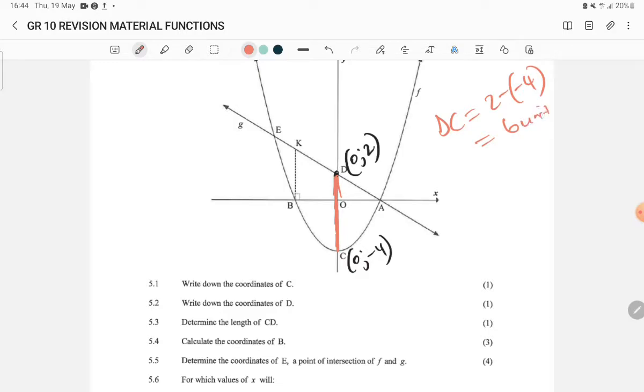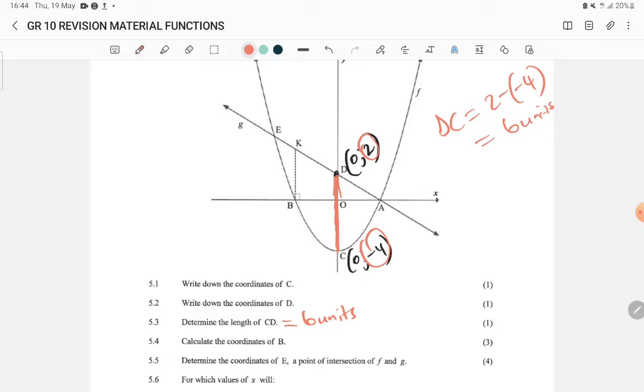So this is how you determine the distance between 2 points that are on a horizontal or a vertical line. You say this number minus this number, then you get the distance. You just must not forget the negative sign. So we have calculated this one, which is equal to 6 units.